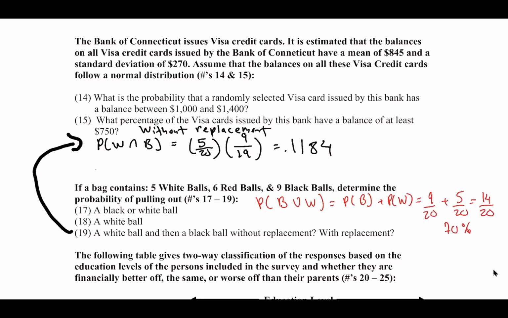All right, so now we're going to do it with replacement. With replacement just means once I select that ball, I can put it back into the bag. So that means you're always going to have 20 balls. So the probability the first ball is white will be 5 out of 20.